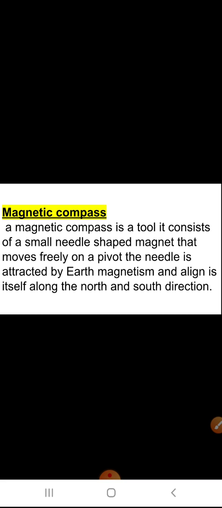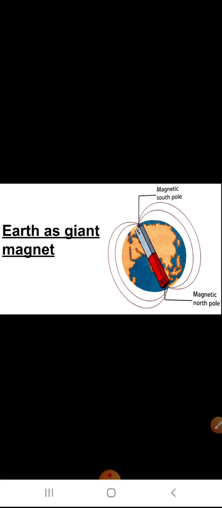After this we will discuss the Earth as a giant magnet. Yes, the Earth itself acts as a magnet. As we have said, a freely suspended magnet always aligns in the north-south direction. This we have studied: the north pole of the magnet aligns towards the north direction, and the south pole aligns towards the south direction.